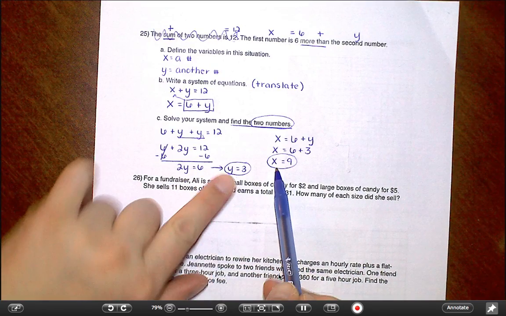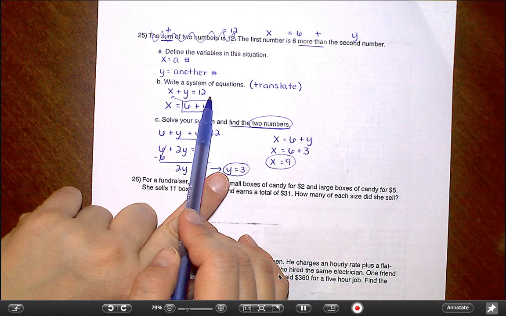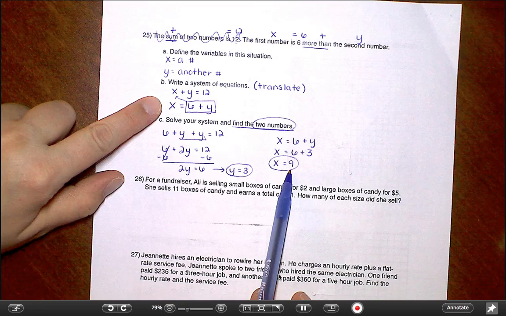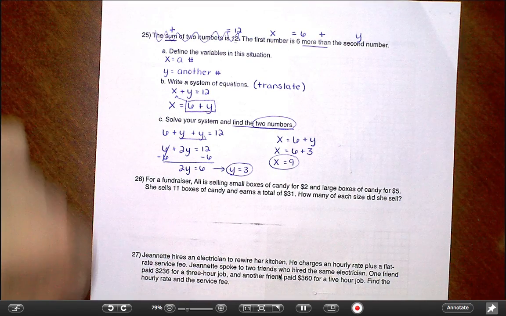And let's just make sure that makes sense. Do 9 and 3 added together make 12? Yes, they do. And is 9 equal to 6 plus 3? Yeah, it sure is. So those are my two numbers.